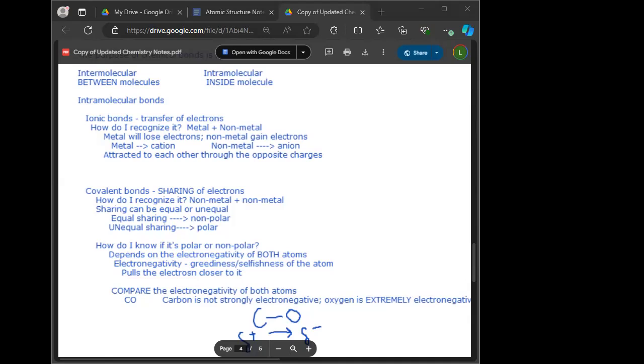Now, the way that you can just look at a substance and know if it's ionic or covalent is by paying attention to the types of elements that are there. Basically, ionic compounds will always have a metal and a non-metal. Always. But that means you would need to be familiar with the periodic table and know which elements are metals and which ones are non-metals.